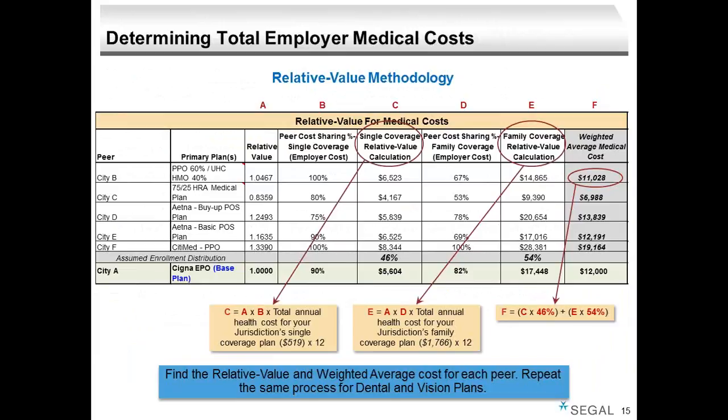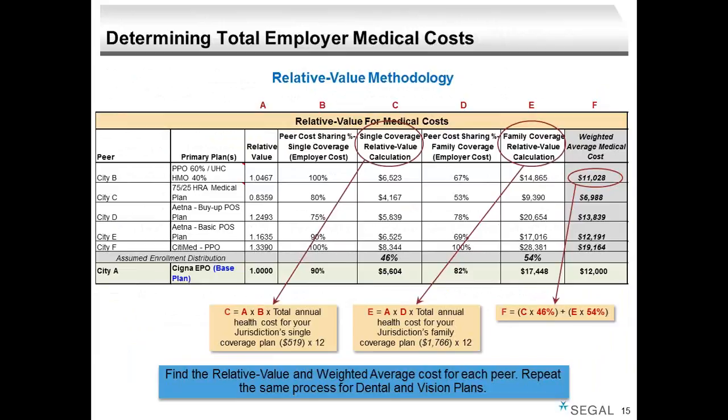Column A shows the relative values that came from the prior slide, where our model looks at the features and ranks each of these plans based upon the richness of the features. Column B speaks to the employer share of costs for single coverage. Remember, in this case, we only have 2 tiers of coverage, single and family. And column C shows the relative value adjusted cost for the single coverage in City A and City B and so forth. How is that calculated?